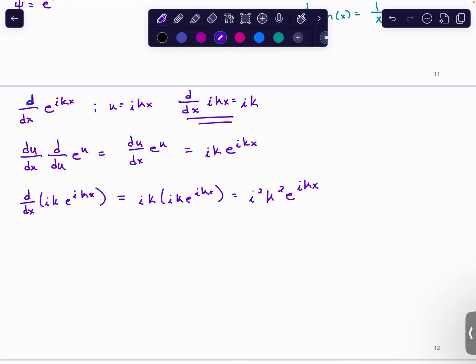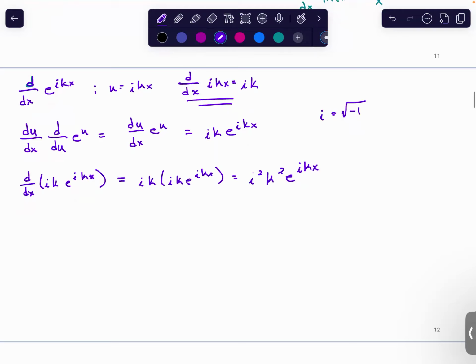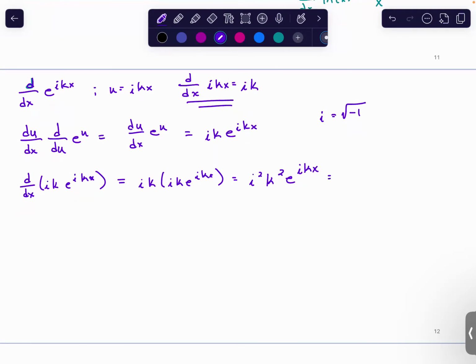The imaginary number. And so what does i equal? It's the square root of -1. So what is i squared? It'll just be -1. So -1 times k squared e to the ikx equals negative k squared e to the ikx. Well, I'll be darned, that's exactly what we're looking for. Great. So now we have our negative k squared times psi.